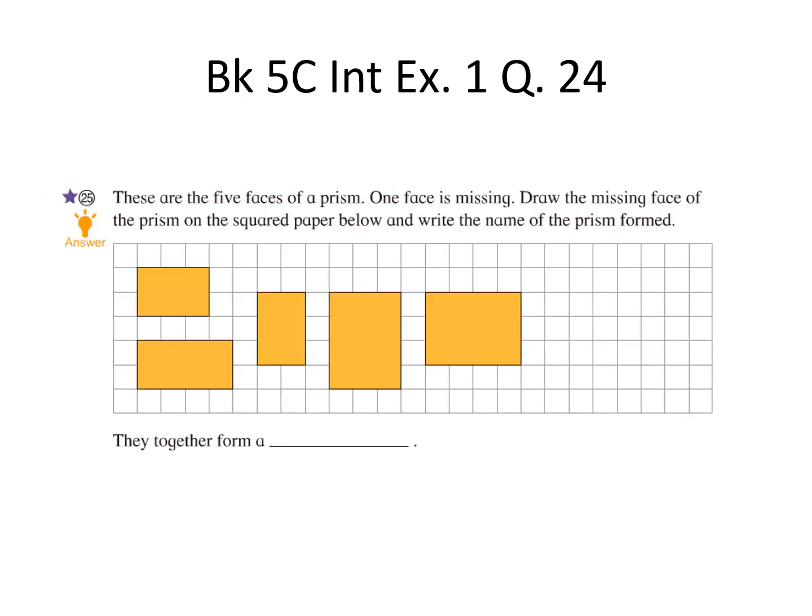Question 24. And these are the 5 faces of a prism. So one face is missing. And what is this prism? So you can see all the 5 faces, they are rectangles. Not all of them are squares. So it must be a rectangular prism, not a cube.